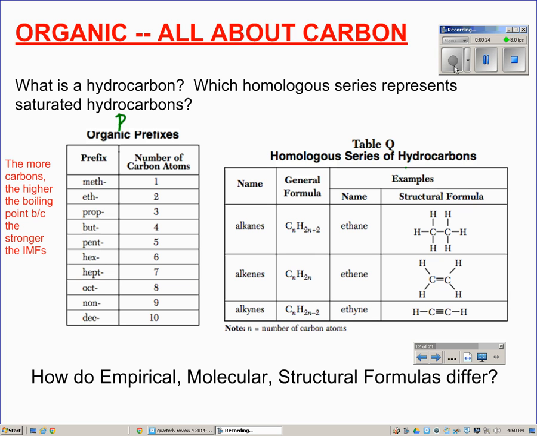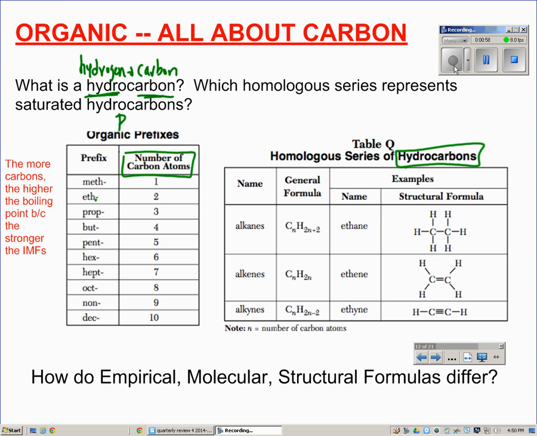For example, the prefixes that help you to identify the carbon chains, you should realize it says right on the table that it's associated with the number of carbon atoms. And table Q is a homologous series of hydrocarbons. What do we mean by hydrocarbons? Hydrocarbons are the parent chain for many organic compounds. They are hydro and carbon. They contain hydrogen and carbon only.